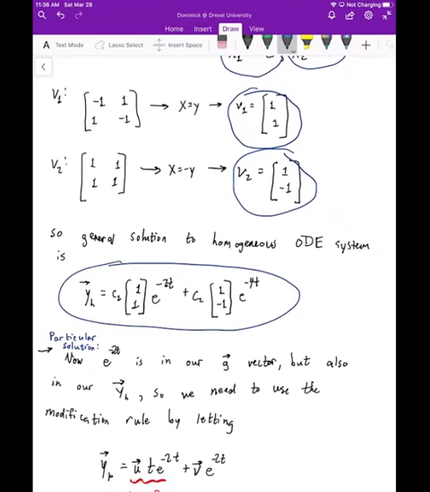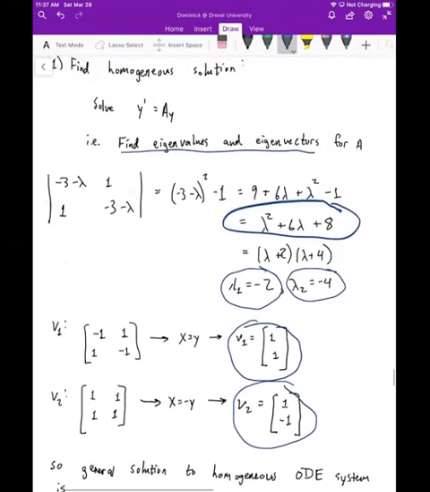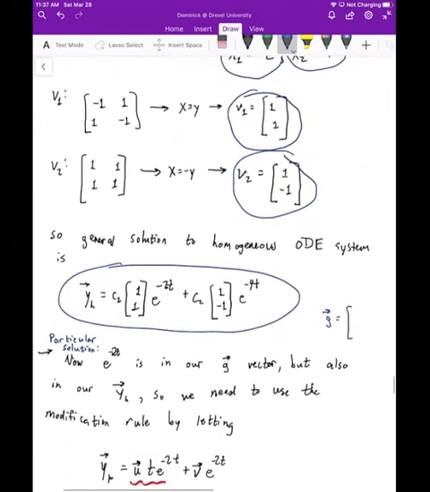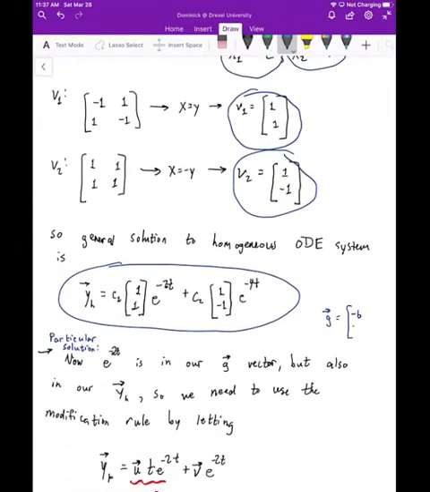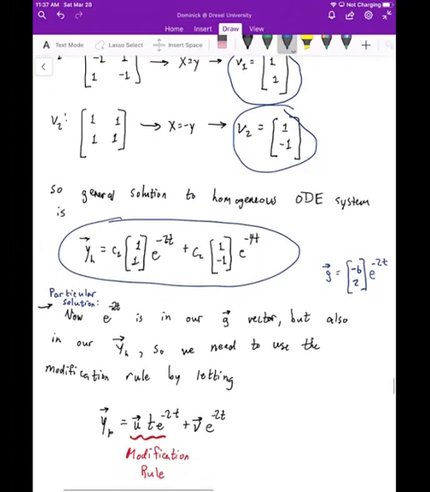Right? And what we would sort of do before is we would look at our G term. So our G, I believe, was -6 and 2. Yeah, so we have G is (-6, 2) times e to the -2t. Of course, which is a problem, because normally we would assume that our G is just a constant times e to the -2t, but that's part of our solution, right? So of course we need to use the modification rule.